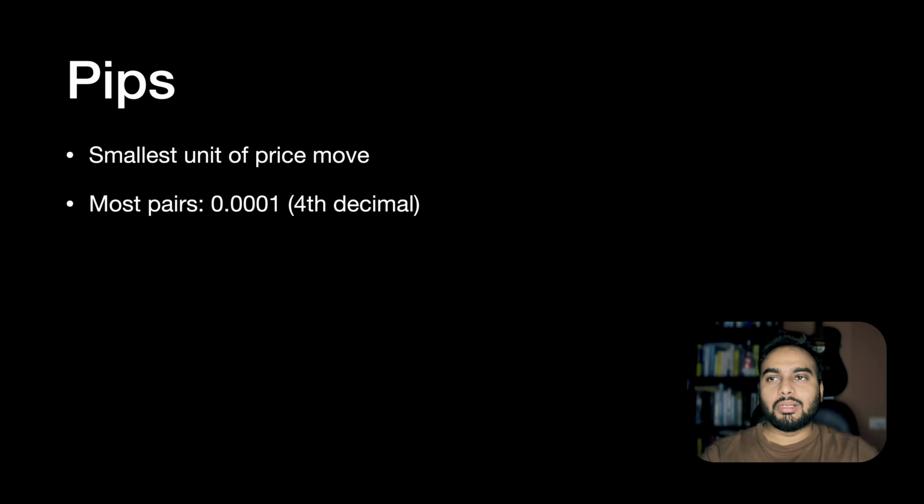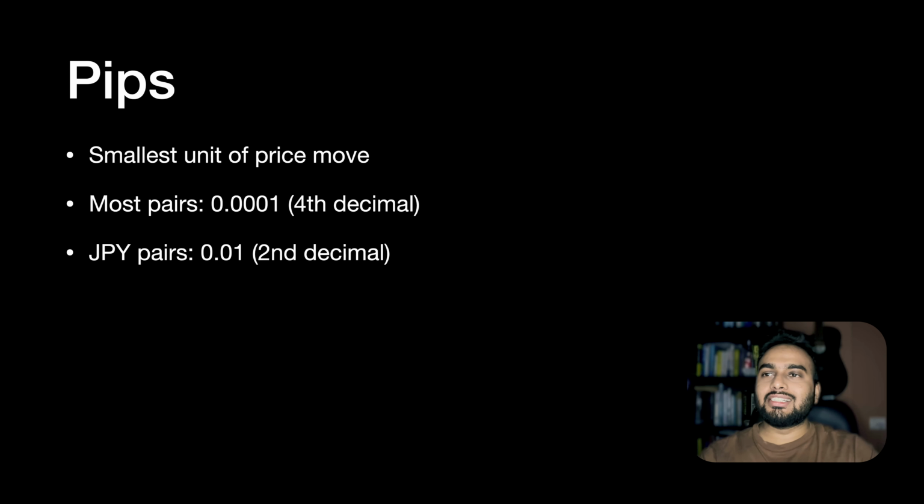Next, let's talk about pips. Pip stands for percentage in point. It's the smallest unit a currency pair can move. For most pairs, that's the fourth decimal place. If EUR/USD goes from 1.1000 to 1.1001, that's 1 pip. With yen pairs, it's the second decimal place. So if USD/JPY goes from 145 to 145.01, that's 1 pip.